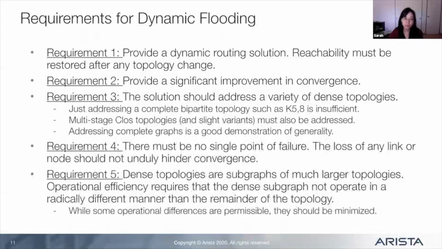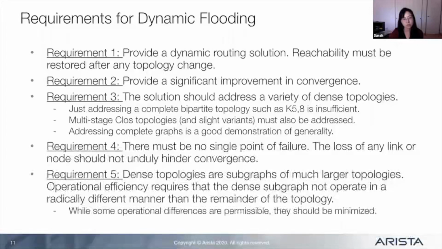The second requirement is the convergence. As mentioned before, in a dense network at scale, we may see network collapse due to the extensive flooding. So we definitely want to do better than that. So the flooding topology has to be sparse enough.